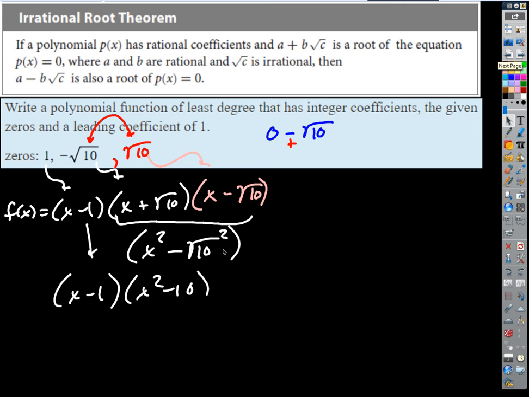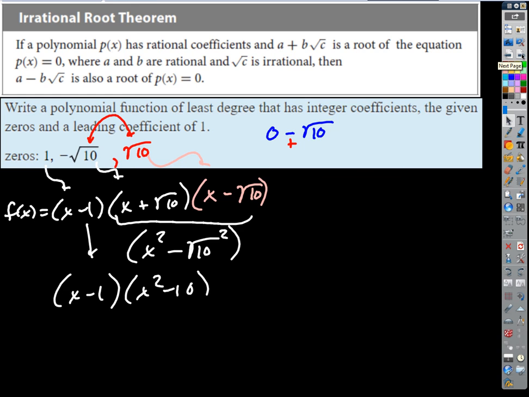Is 10, right? So I'm going to get x squared minus 10 coming from that product. The square roots went away. Perfect. That's what we wanted, right? So then all I have to do is multiply x minus 1 times this x squared minus 10. Just distribute the x, distribute the negative 1, add like terms, drop the pen, we're done, right? Okay. So there you have it.